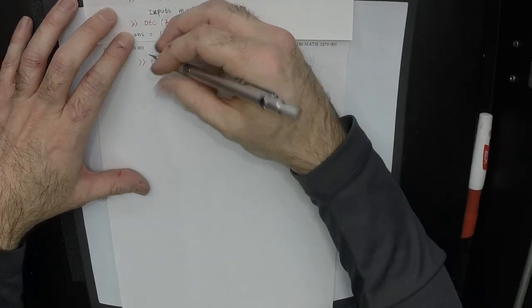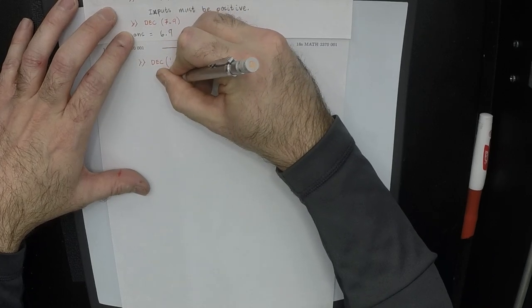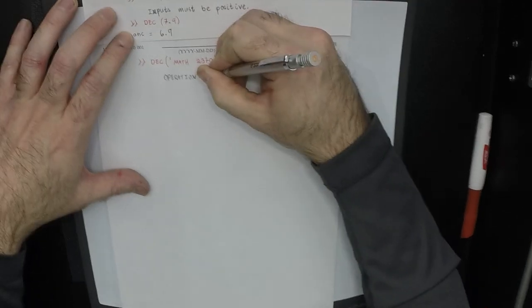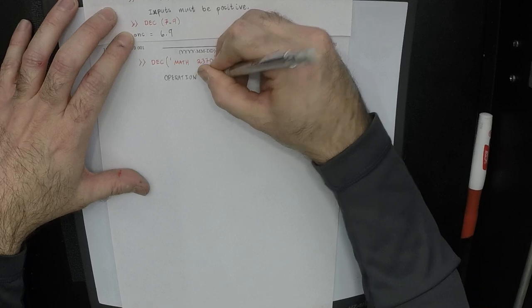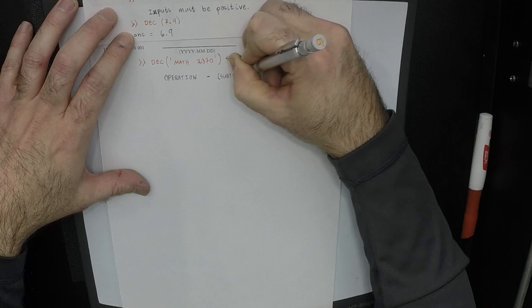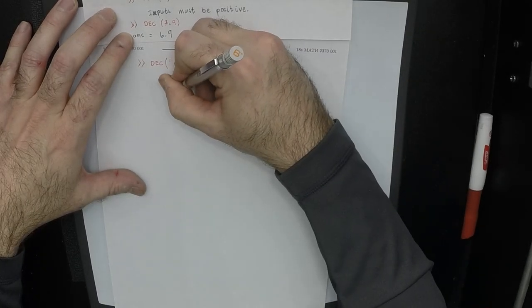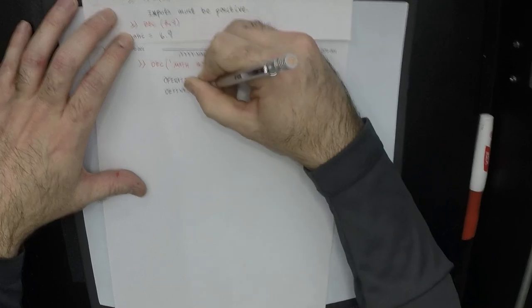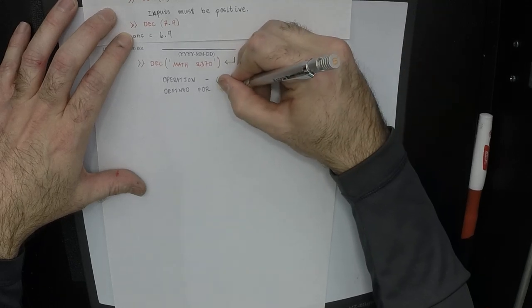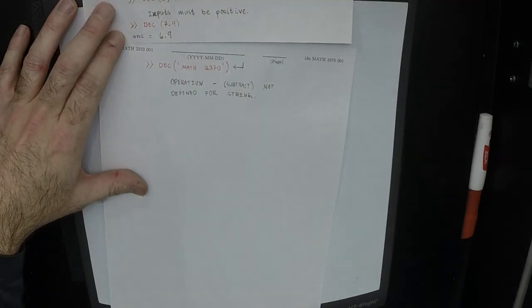It'll say something like, operation subtract not defined for string, so you just can't do that.